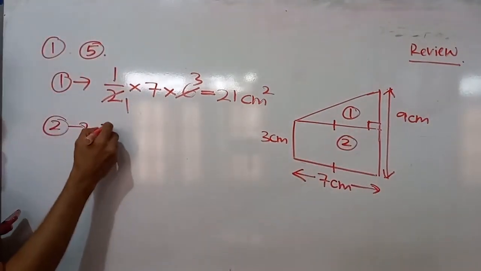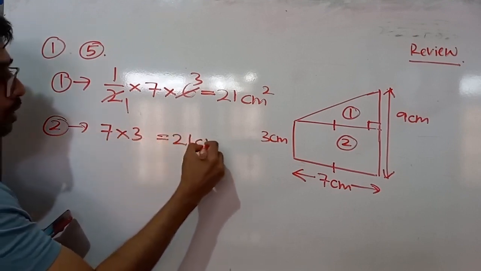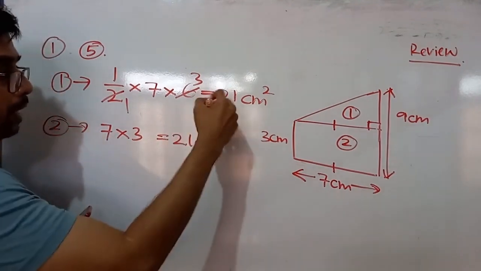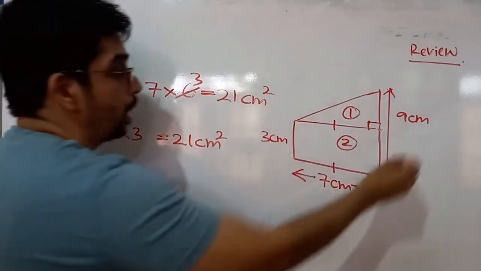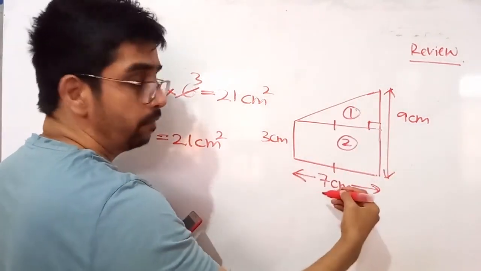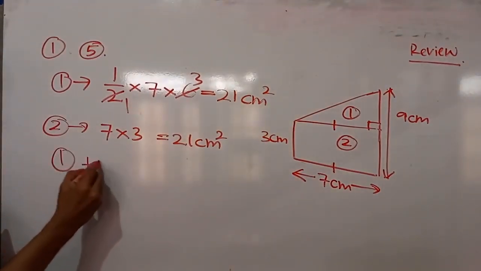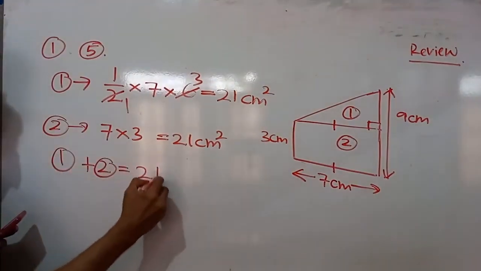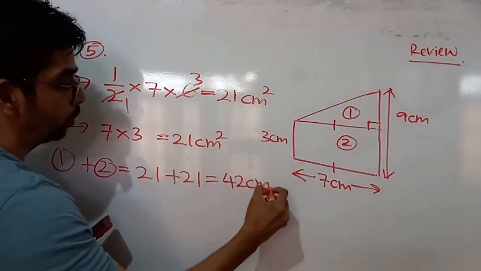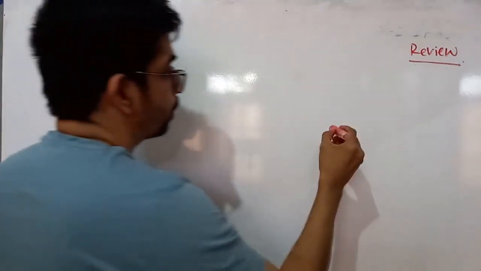So we know that is what? Length times breadth. So that is 21 square centimeters. Now what do we have to do? We have to find the area of this total figure or total composite figure. Right? We have to add these areas together. 21 plus 21, that is what? 42 square centimeters. Right.